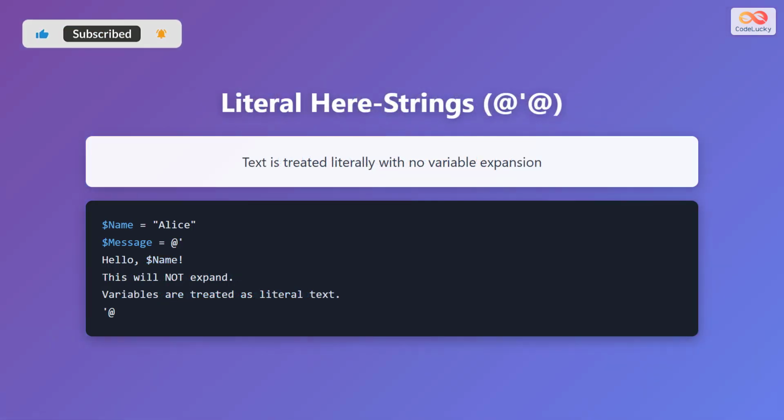Literal here-strings use the @ single quote syntax. Unlike expandable here-strings, literal here-strings treat everything as literal text with no variable expansion. Even though we define $name as Alice before the here-string, when we use $name inside the literal here-string, it stays as $name and does not expand to Alice. This is extremely useful when you need to preserve exact text, such as when writing scripts that contain $ signs, or when you're defining template strings that will be processed later.